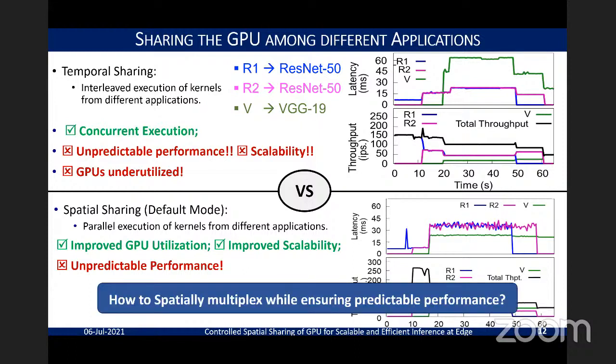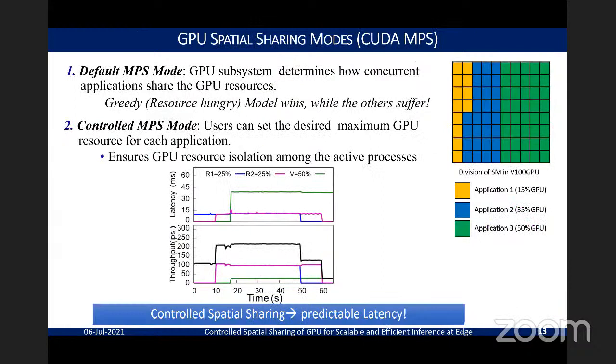So the question becomes: yes, spatial multiplexing, to an extent, helps improve GPU utilization and scalability, but how do we provide predictable performance with this spatial mode of multiplexing? That's where recent advancements with CUDA MPS come in. The whole issue when we try to multiplex is how you channelize and allocate the resources in the GPU.